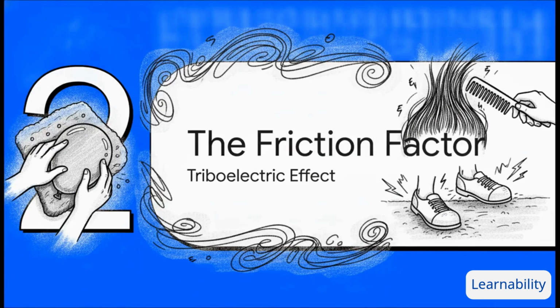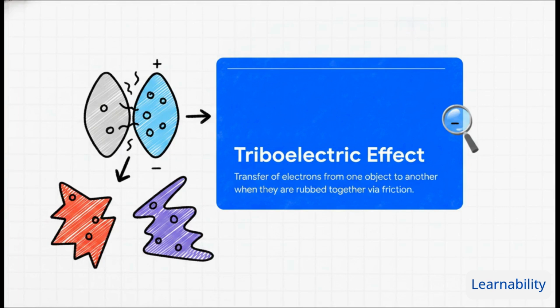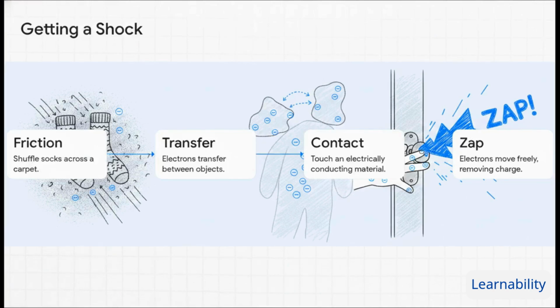Section 2. The friction factor, the triboelectric effect in motion. But how do we actually force these electrons to jump ship in our everyday lives? Usually, it's through friction, formally known as the triboelectric effect. This is simply the transfer of charge from one object to another when they're rubbed together. Now, this effect heavily relies on objects being electrically insulating. That just means electrons cannot freely flow or escape. So, when two insulating materials are rubbed together, the friction literally rips electrons off one surface and traps them right on the other. Let's watch this sequence unfold.